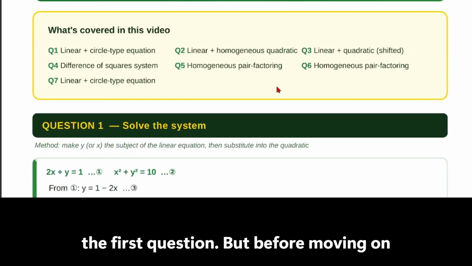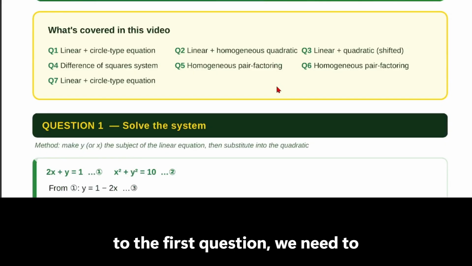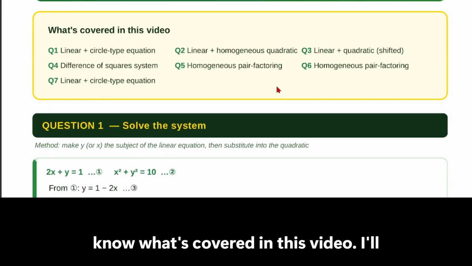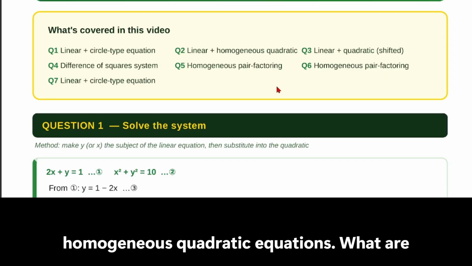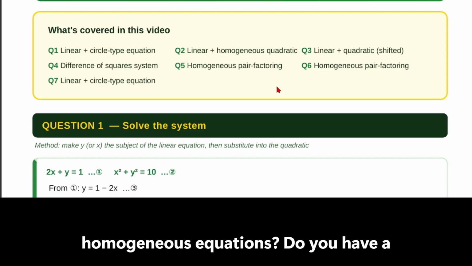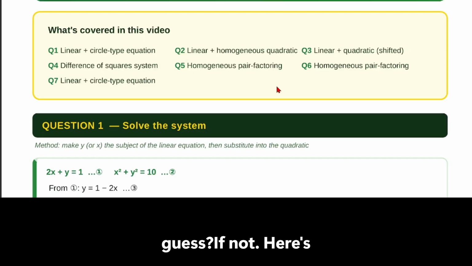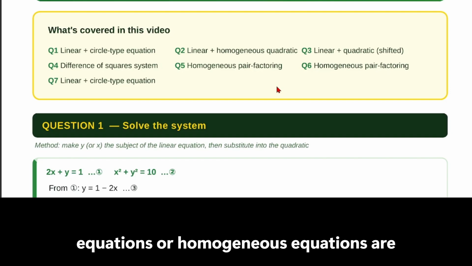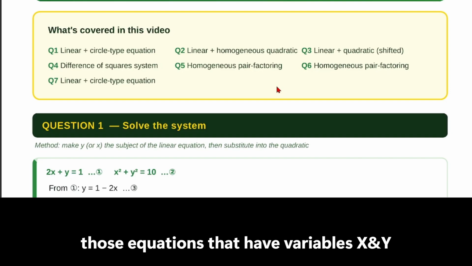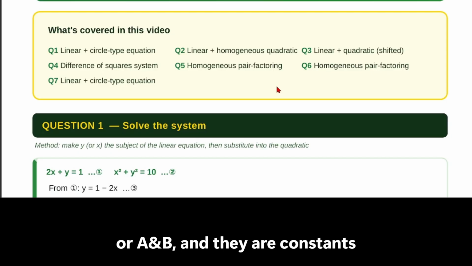But before moving on to the first question, we need to know what's covered in this video. I'll be talking about the linear equations and homogeneous quadratic equations. What are homogeneous equations? Do you have a guess? If not, here's the definition. Homogeneous quadratic equations or homogeneous equations are those equations that have variables x and y or a and b, and they are constants. On the right side, instead of any other integer, we have 0.